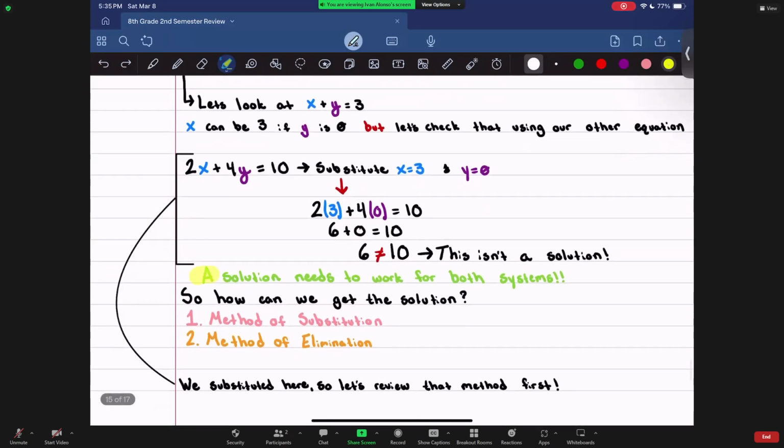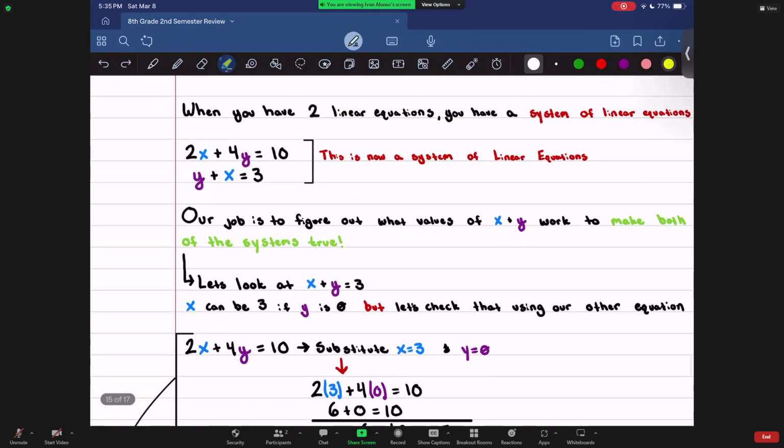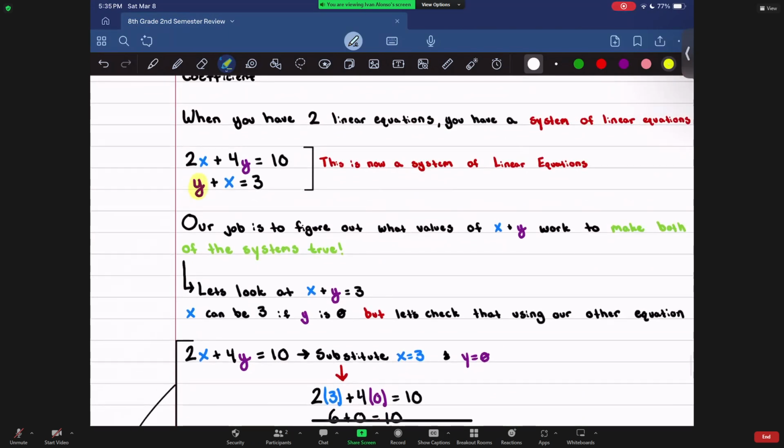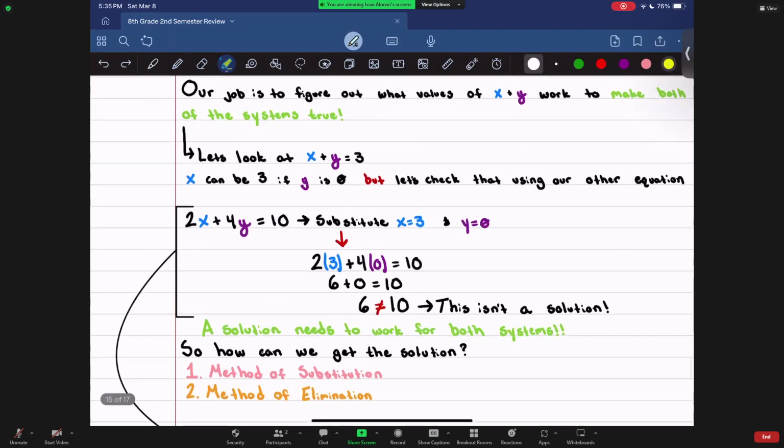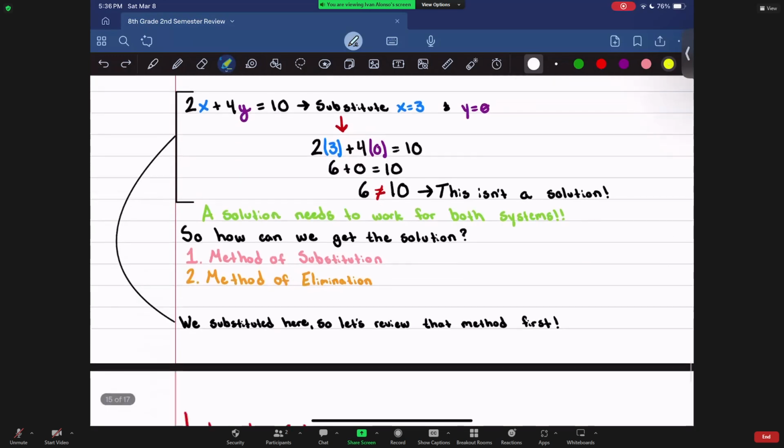So the solution needs to work for both equations. Just because y as 3 and x as 0 might work here, if it doesn't work up here, then that's not the solution to our system. And that's what our job is, okay? Our job is to find it. There's two methods. One of them is the method of substitution. The other one is the method of elimination, okay? In this video, we're going to cover the method of substitution.